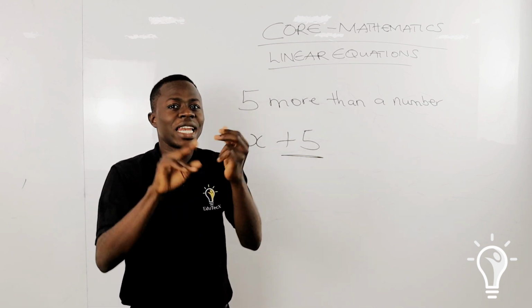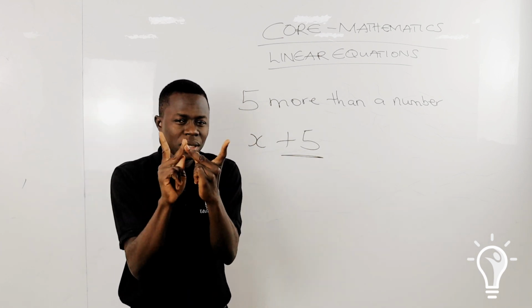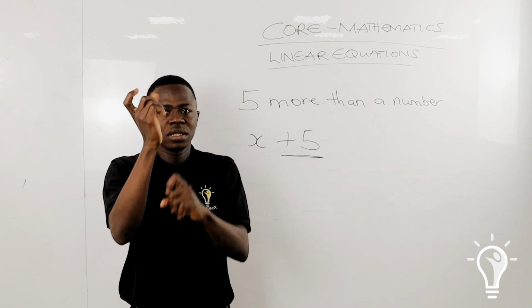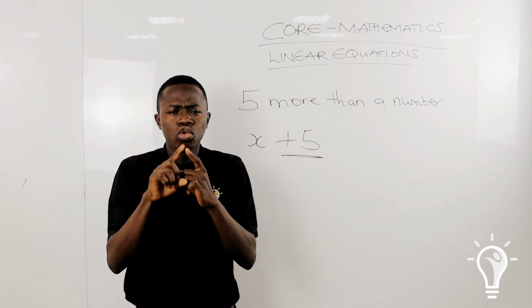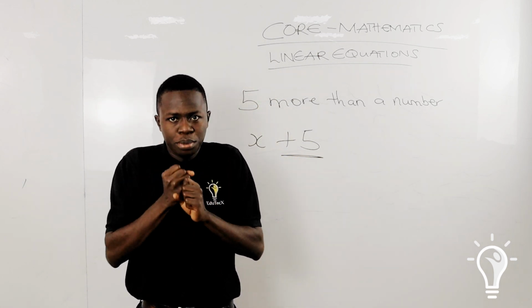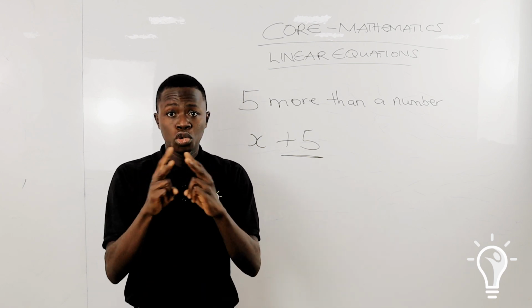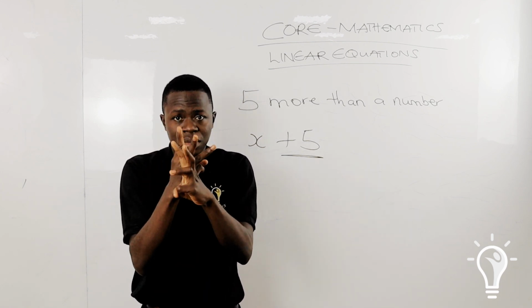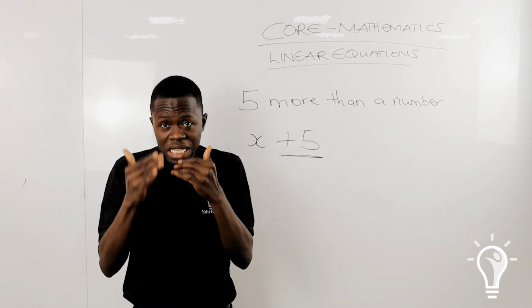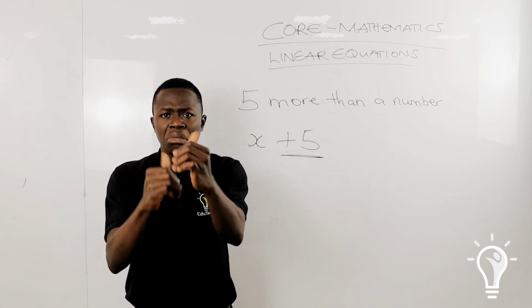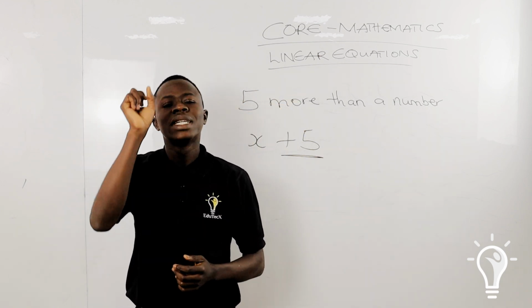So the correct mathematical expression for the sentence we have on the board should actually be x plus 5, because the question said 5 is more than the number. So that is how to extract a mathematical expression from a sentence or from a word problem. If you're able to get the mathematical expression, then it is very simple to solve using the 3 steps that we've been able to study in the previous lessons.